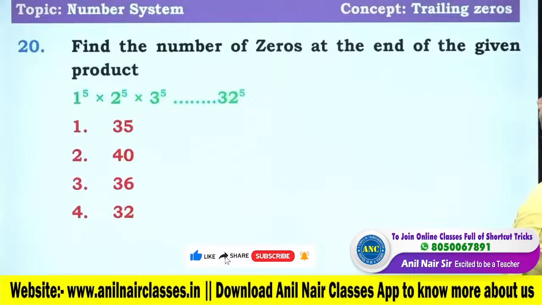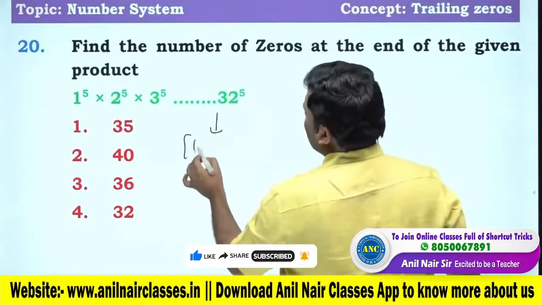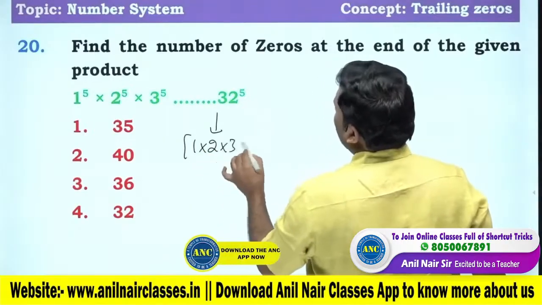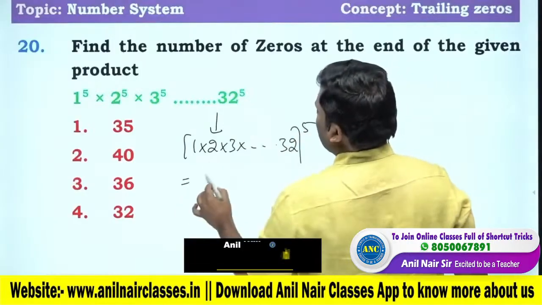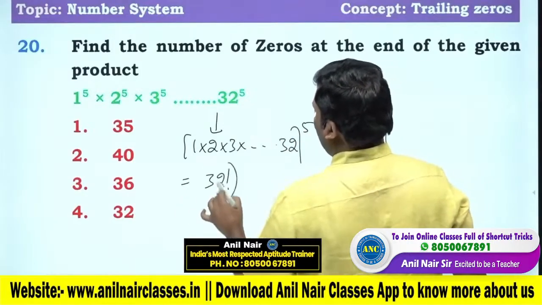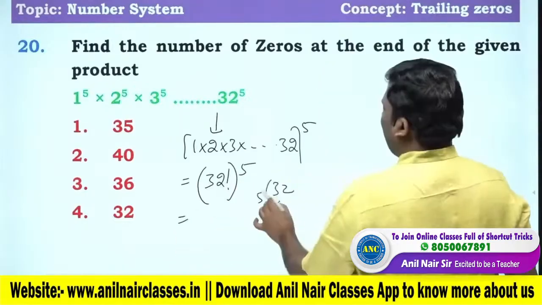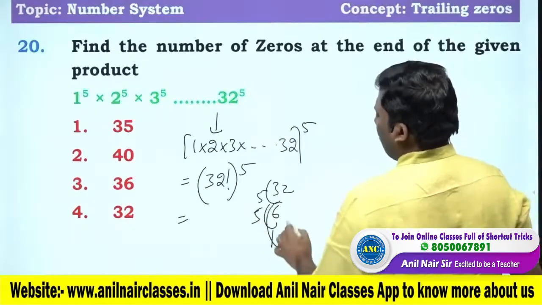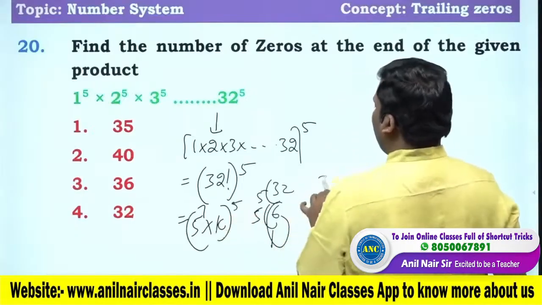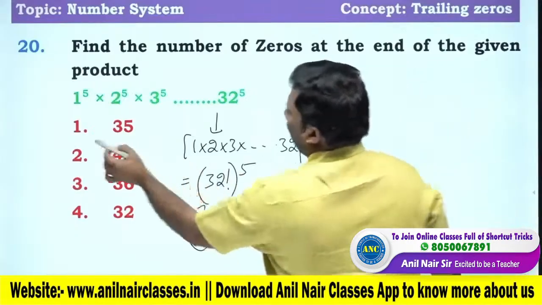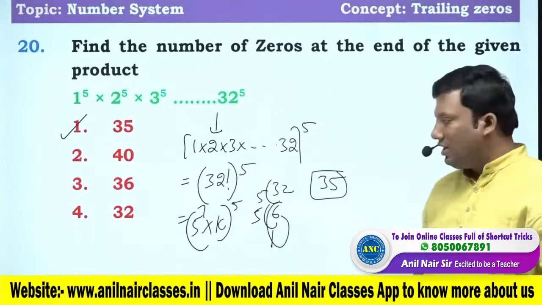Next one. Find the number of zeros at the end. Already we did this model. Powers are the same, so this will become 1 into 2 into 3 till 32, power 5. So this will be 32 factorial power 5. 32 factorial will be 5 6s, 5 1s, so 5 power 7 into k power 5, a power m power n. 7 5s are 35. Answer for this question is 35.